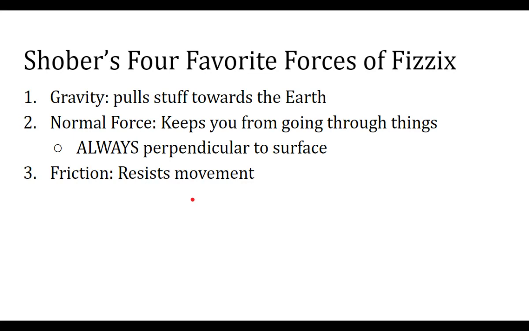Number three, friction. Again, this is really electrostatic force, but we have some other tools to help us think about it on a more human scale. So friction always resists movement, meaning that if something is moving, friction is always going to be pointing in the opposite direction, trying to get the movement to stop.